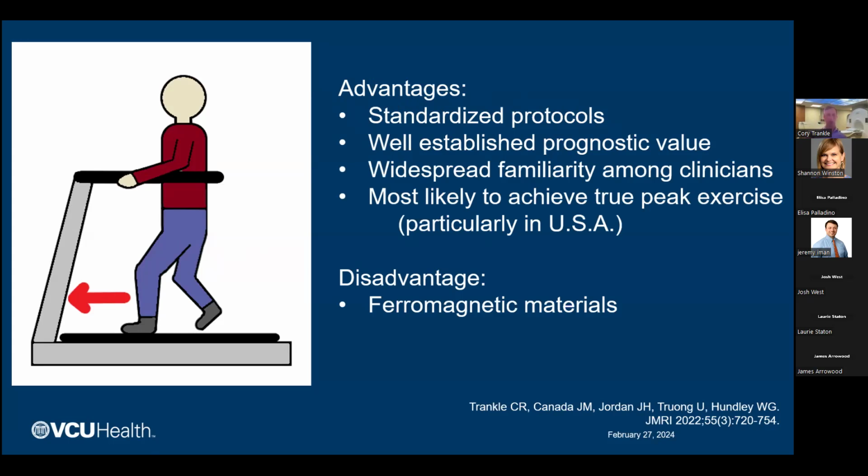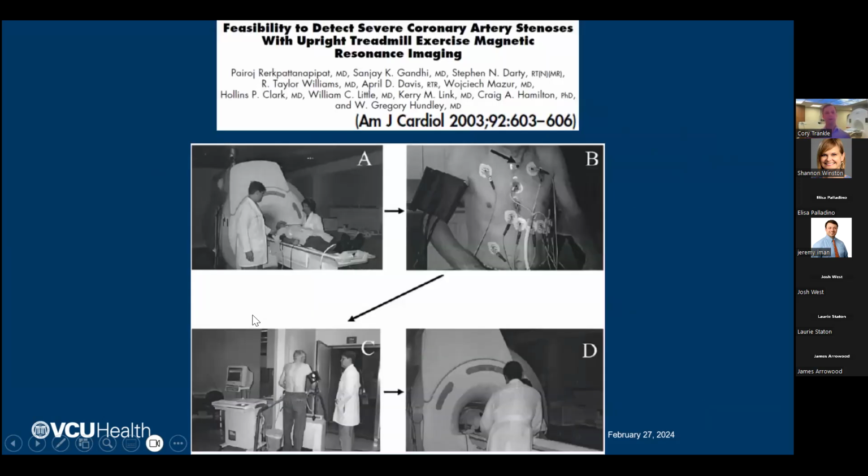7 minutes on a Bruce protocol has widespread familiarity among clinicians, a well-established prognostic value, and you're more likely to achieve a true peak exercise challenge, particularly in the US. We'll go through why that's the case in a little bit. The major disadvantage is that treadmill units tend to contain ferromagnetic materials in the motor and the framing of the treadmill, and so you can't just bring that right next to a CMR unit. You have to think of creative ways to deploy the treadmill to exercise tests.